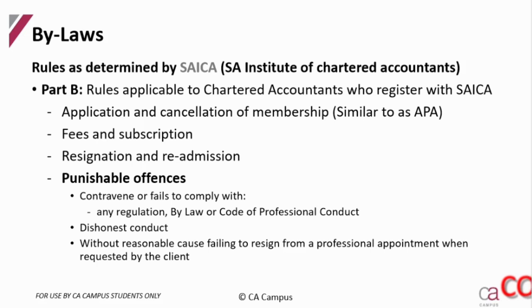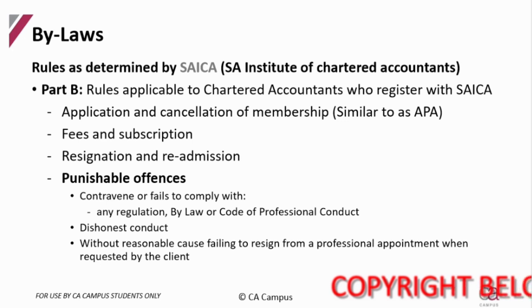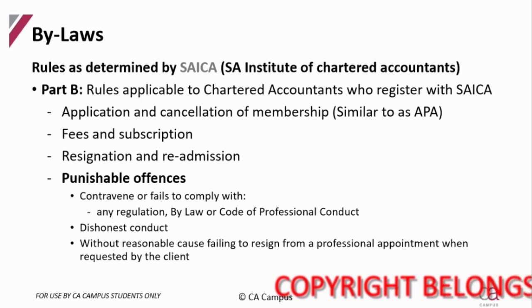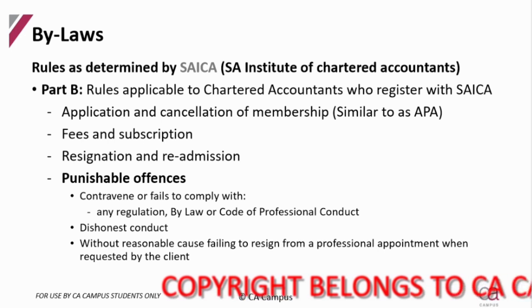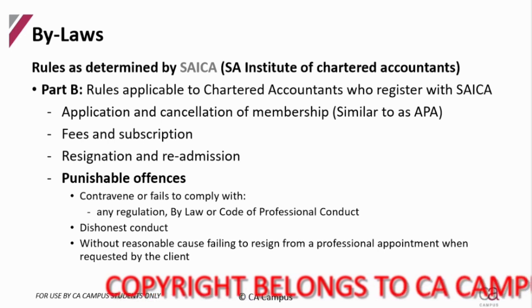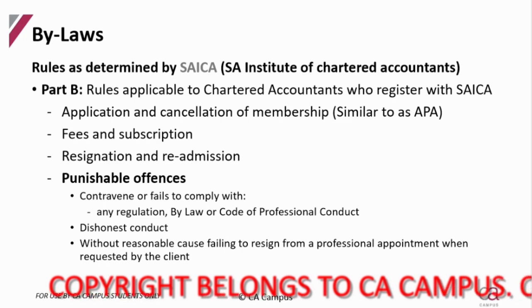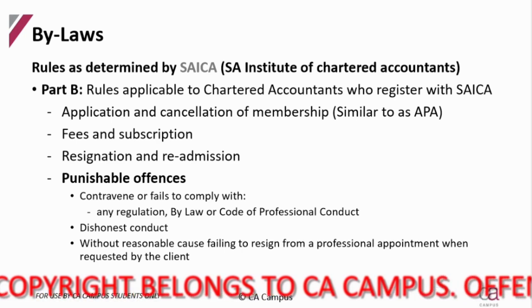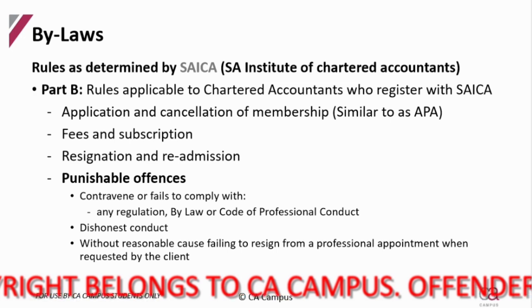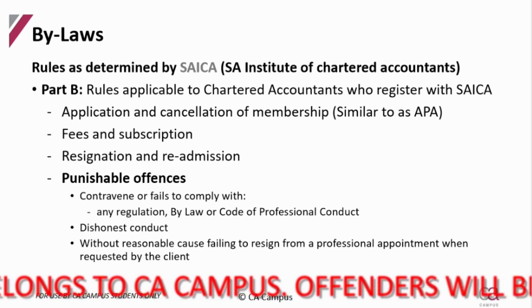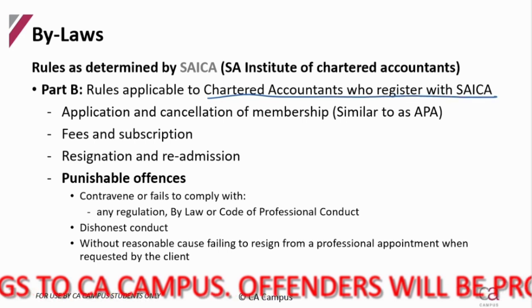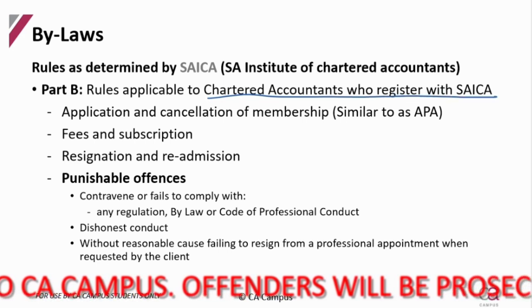So these are the SAICA bylaws. They're the rules that have been determined by SAICA. Part B is the only applicable section to us because the rest of the bylaws deal with SAICA's responsibilities, the rules that they have to adhere to, how they go about commissioning this, and so on. And so Part B is just all about how the actual CASA needs to act if they want to register with SAICA.